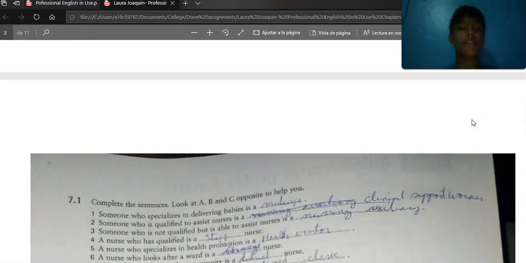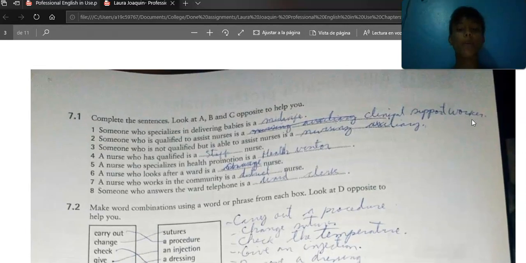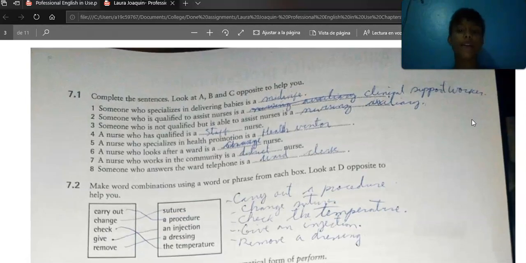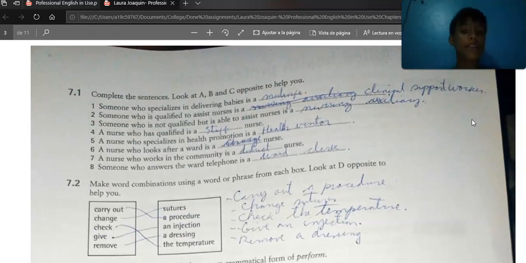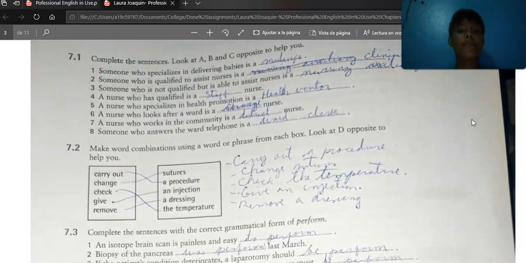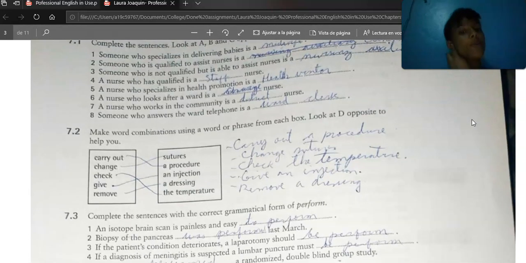Exercises for Unit 7. Complete the sentence. Look at B and C opposite to help you. Someone who specializes in delivering babies is a midwife. Someone who is qualified to assist nurses is a clinical support worker. Someone who is not qualified but is able to assist nurses is a nursing auxiliary. And a nurse who has qualified is a staff nurse. A nurse who specializes in health promotion is a health visitor. A nurse who looks after a ward is a charge nurse. A nurse who works in the community is a district nurse.